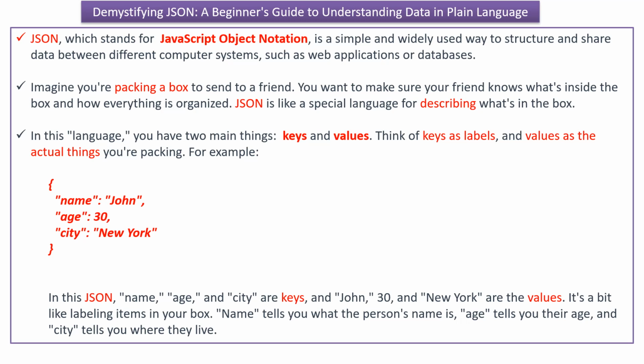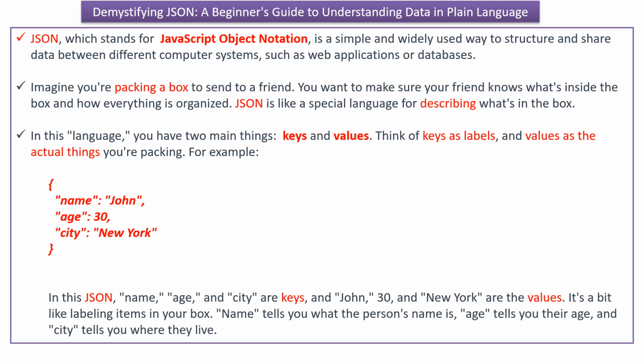In this video tutorial, I will explain what is JSON. JSON, which stands for JavaScript Object Notation, is a simple and widely used way to structure and share the data between different computer systems, such as web applications or databases.